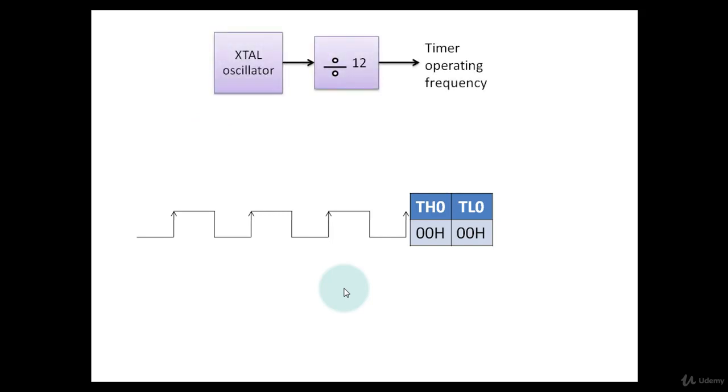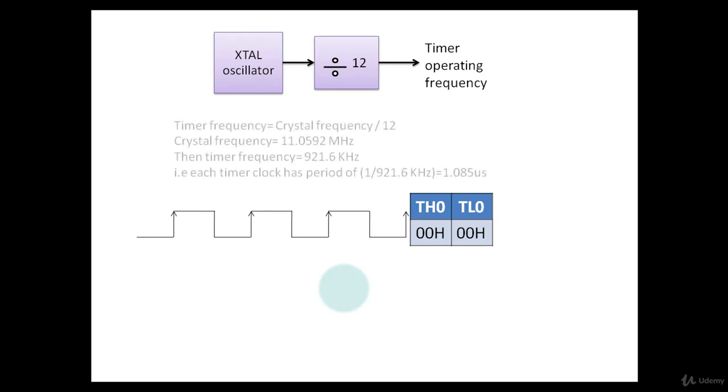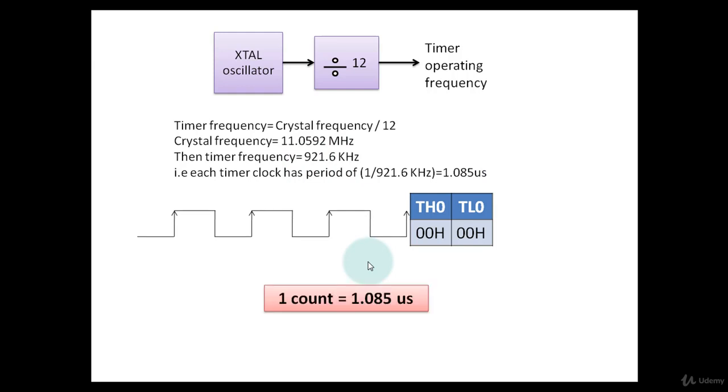We know that the timer operating frequency is nothing but the crystal oscillator frequency divided by 12. Hence, the timer operating frequency that we get is 921.6 kilohertz. If we take the inverse of this term, we get the clock period, which is 1.085 microsecond. That means after every 1.085 microsecond, the timer gets incremented by 1.